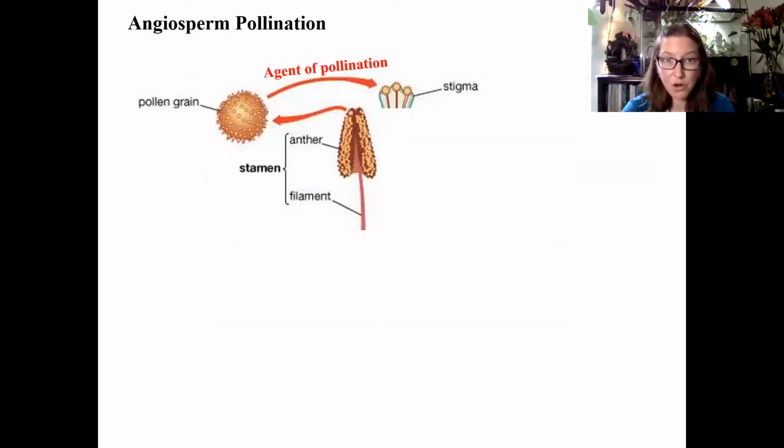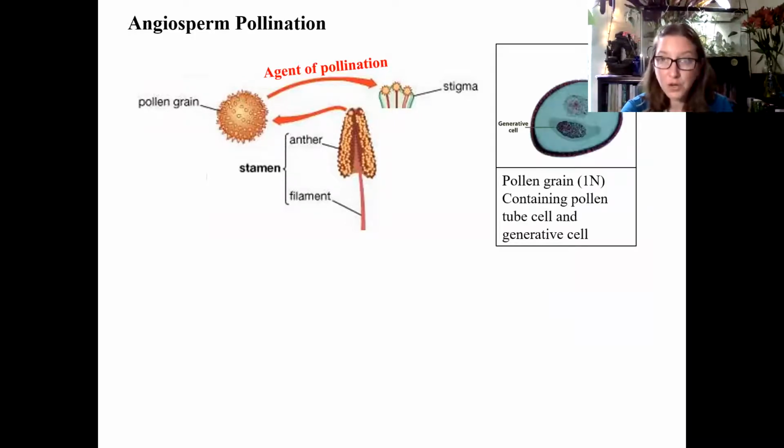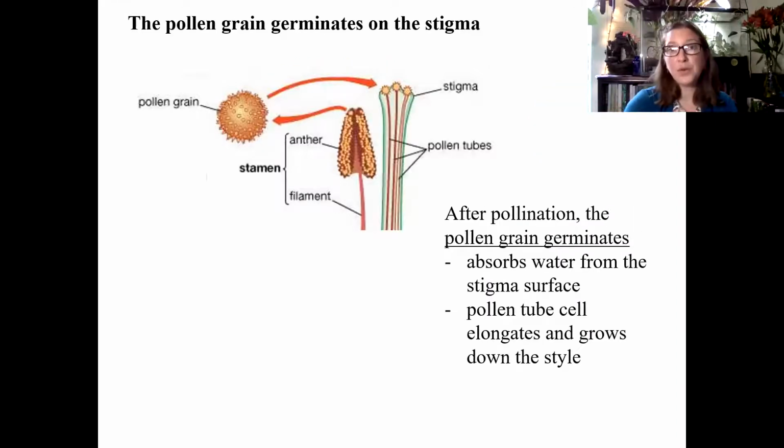Once pollination occurs, the pollen grain, which is made up of that pollen tube cell and generative cell, is going to grow a pollen tube. So here you go. This is what this is showing you. The top here, this is a pollen grain that has landed on a stigma. And now that pollen grain is going to absorb water from the surface of the stigma, which will allow it to grow a pollen tube cell that will grow down the style of the pistil/carpels, right? That's what the text says here at the bottom.